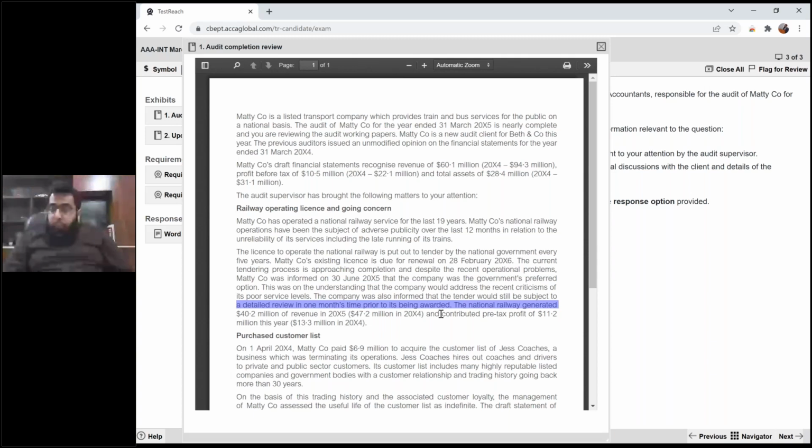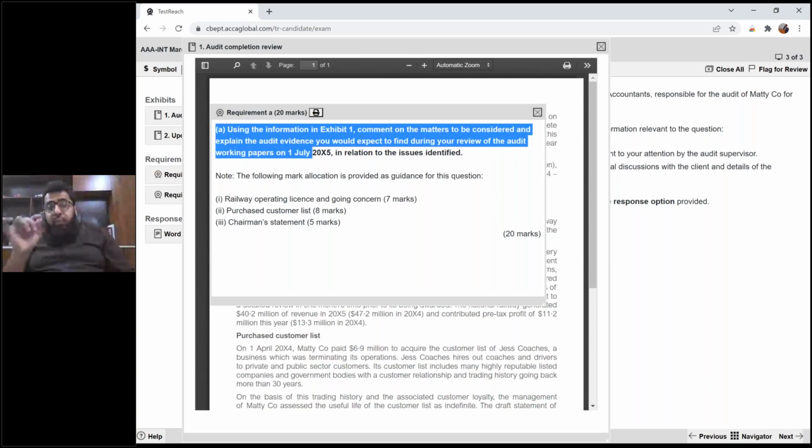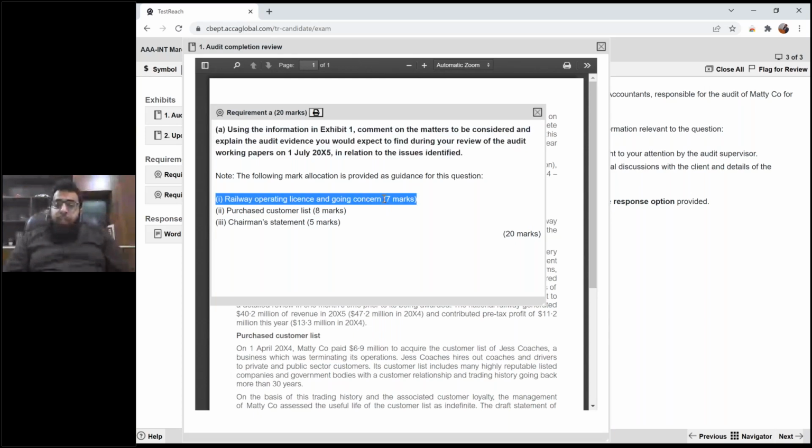Okay, now in this railway operating license and going concern, if you read the requirement, what we have to do is comment on matters to be considered, and we have to develop a list of evidences. 7 marks. This railway operating license, 7 marks.